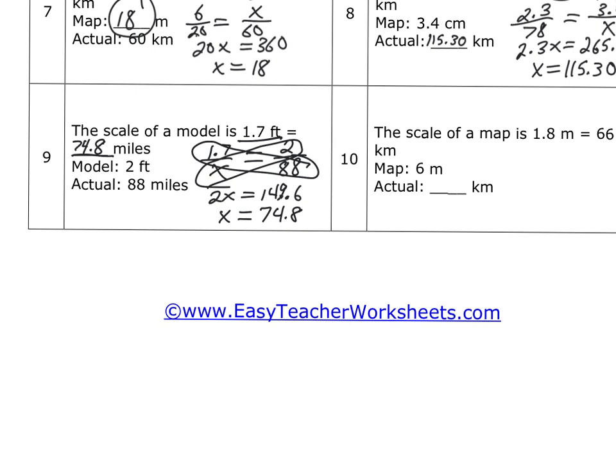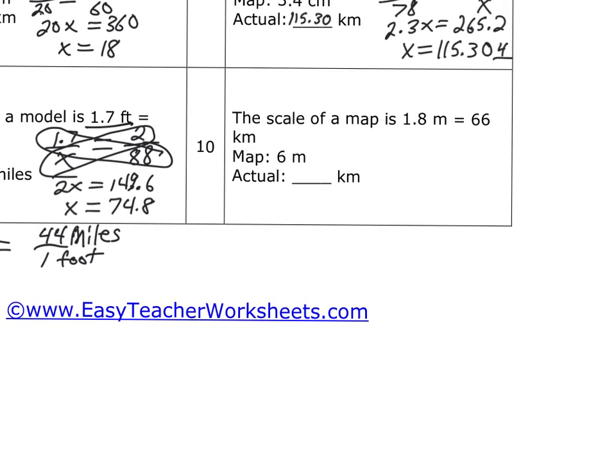Now, if I were trying to figure out the unit rate, I would simply take 74.8 and divide it by 1.7. If you're trying to find the unit rate, that is the same as 44 to 1. So that means 44 miles is equivalent to 1 foot. Okay, that's a unit rate. Here we're talking about a scale factor that they've given us. This is a model in terms of miles.